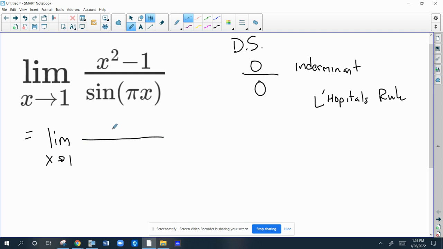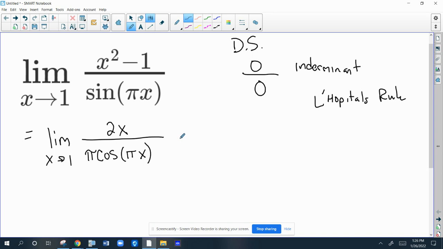which is the derivative of the top, 2x, over the derivative of the bottom, which is the cosine. It's a chain rule. Leave the pi times x alone. So that's the derivative of the outside. Then times the derivative of the inside, which is the derivative of pi x, which is just pi. So now we're going to calculate this limit. If we get a limit, it will be the same as the original limit, according to L'Hopital.